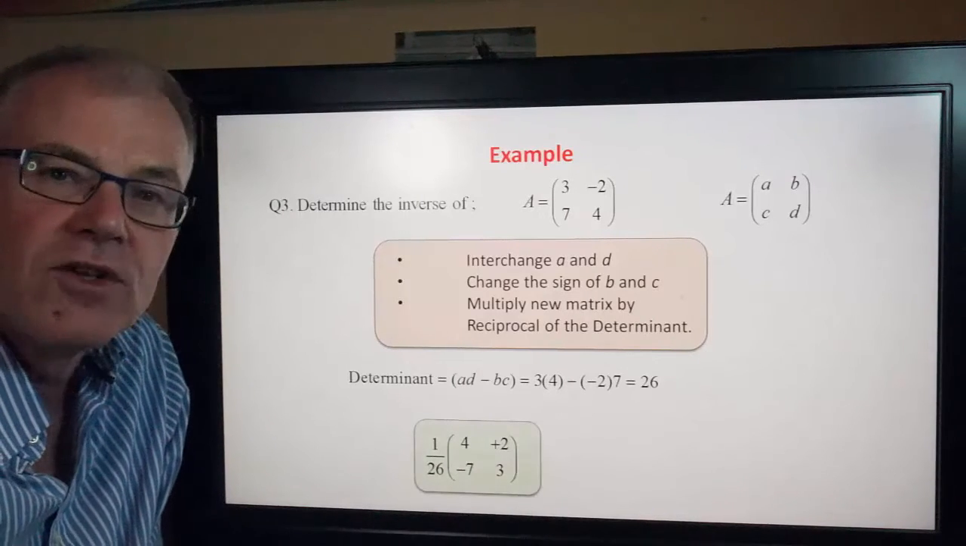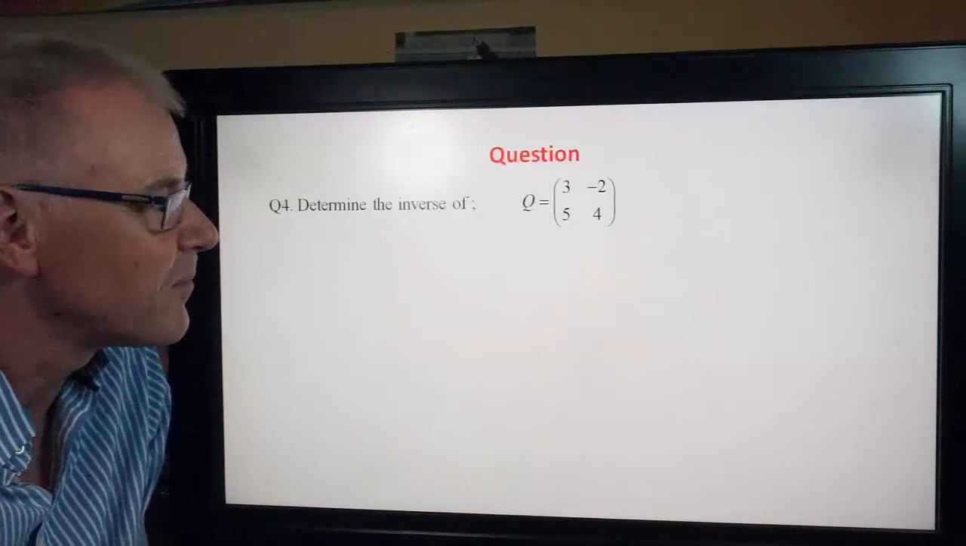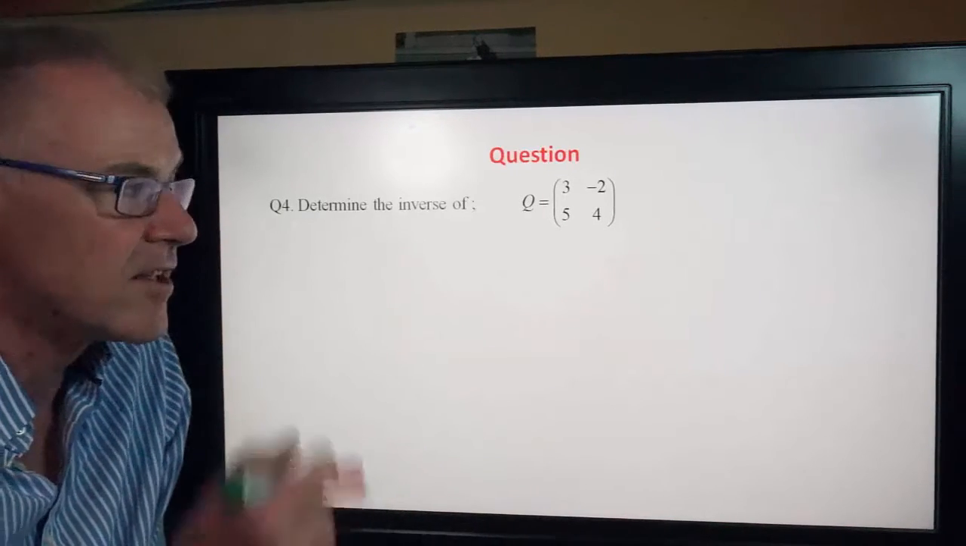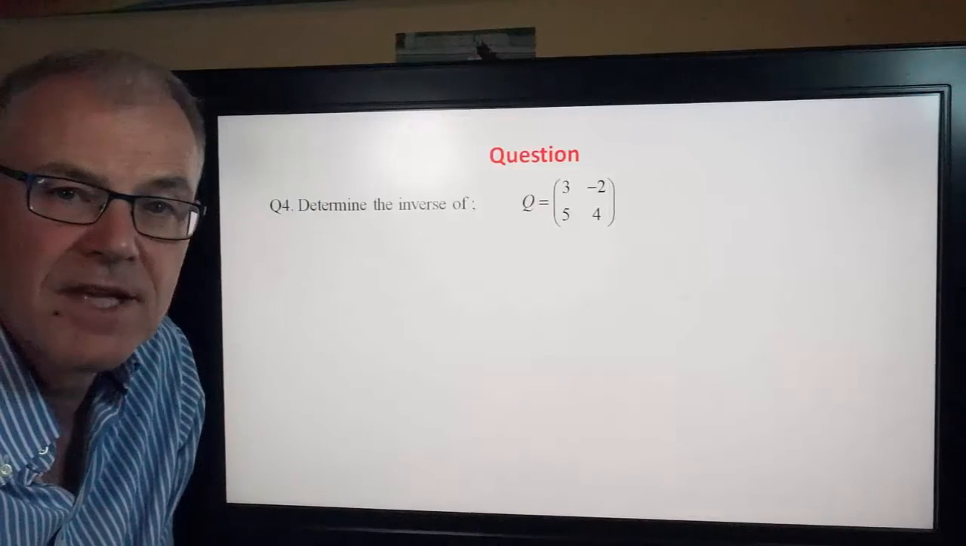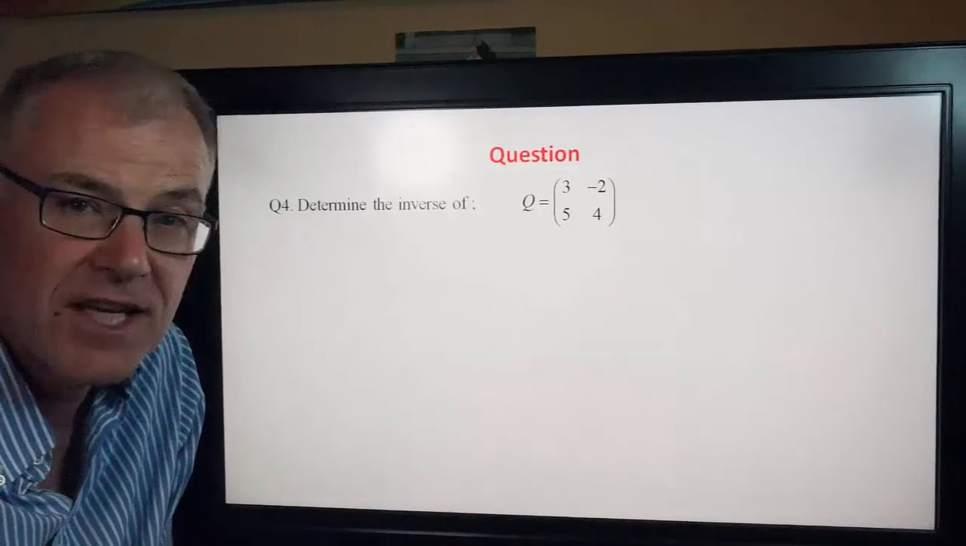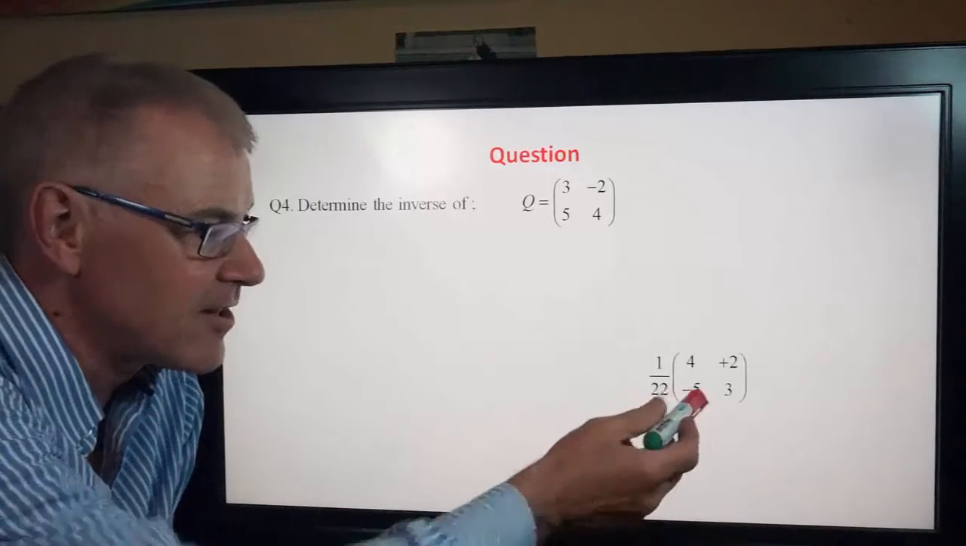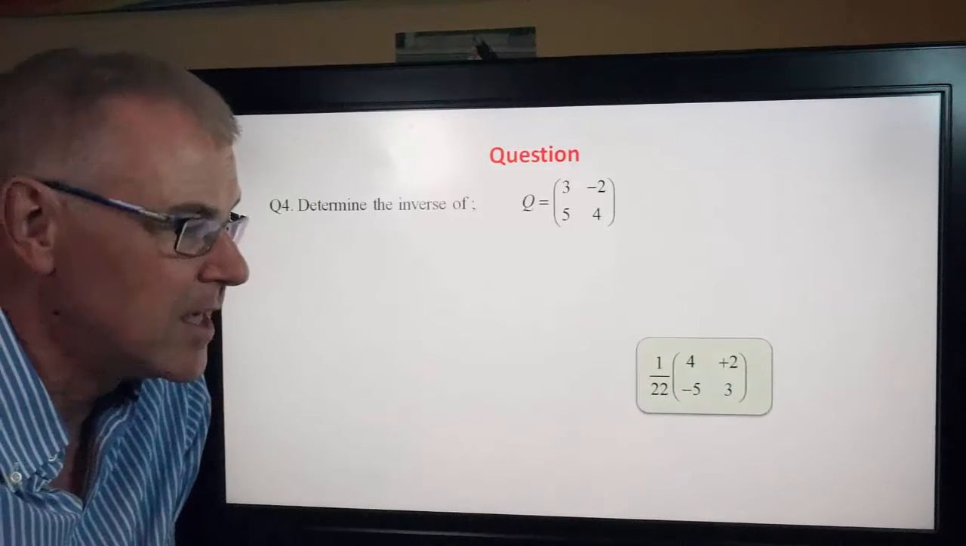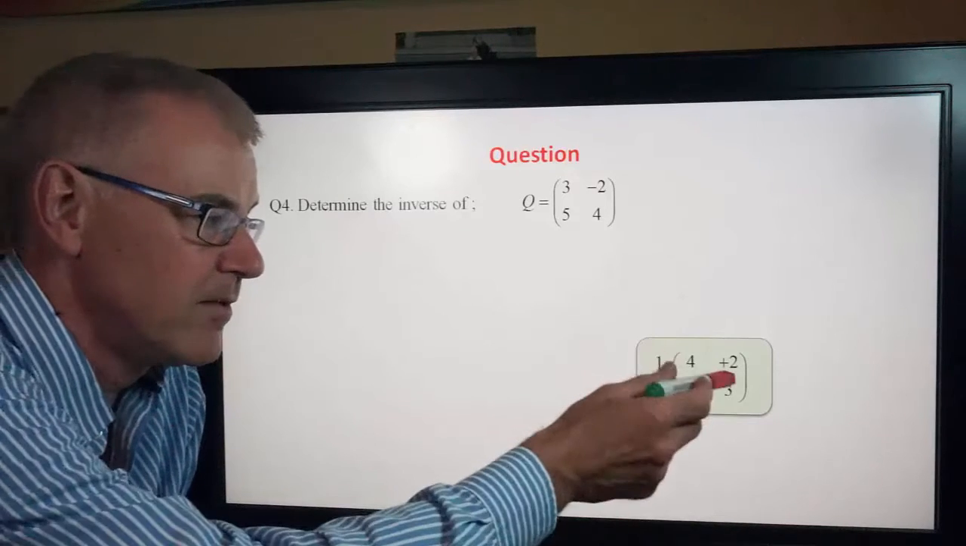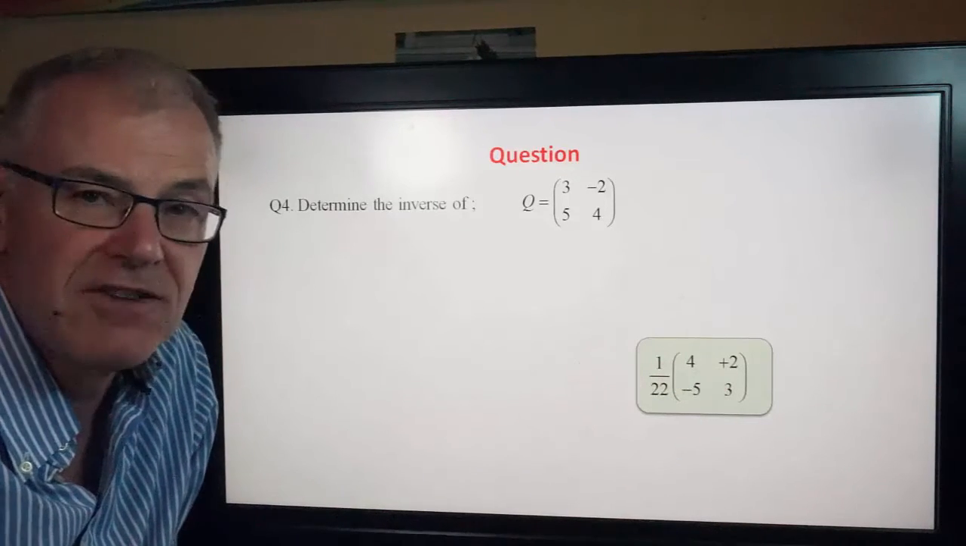So you could have a go at doing a question now. So here we have one. Determine the inverse of this 2 by 2 matrix. So once again, pause the video and see, can you calculate the inverse of that matrix. And the answer should be 1 over 22 times the matrix 4, 3, plus 2 and minus 5.